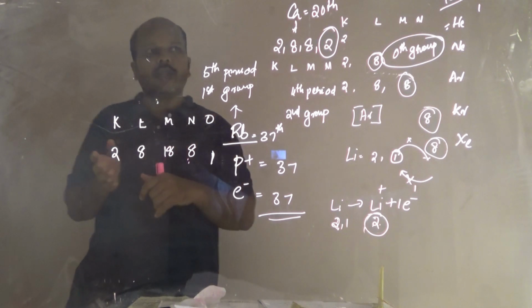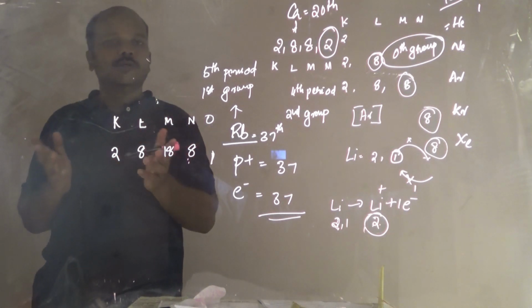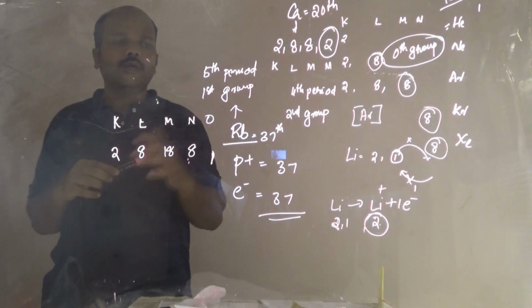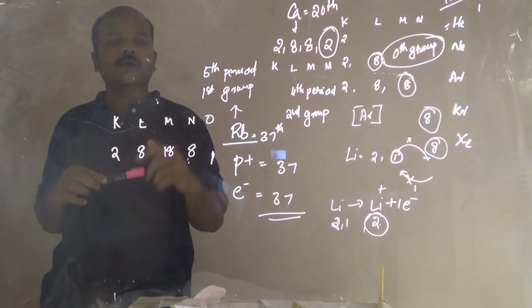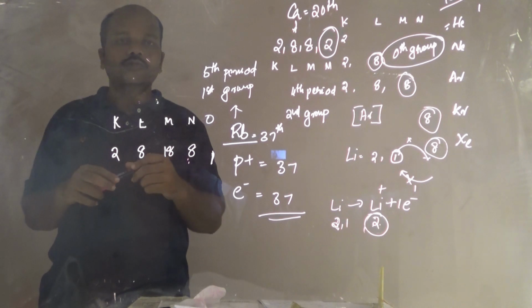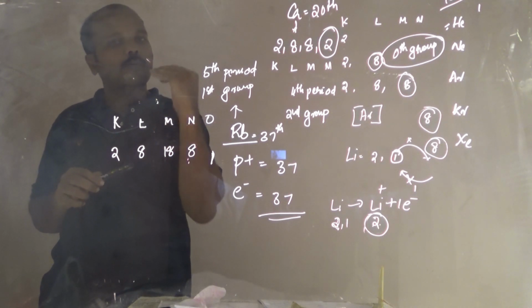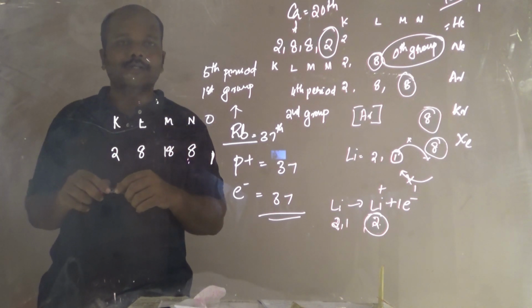If you take any other element other than rubidium, such as cesium, or whatever element you take, if you know the group number and which period it belongs to, you are able to write its proper electronic configuration.